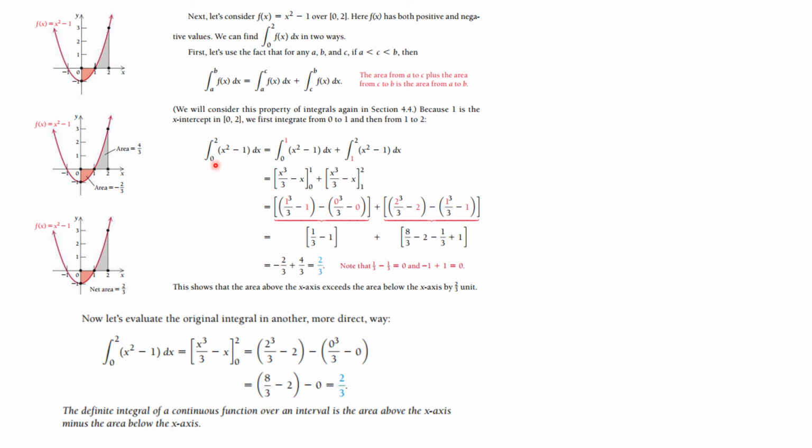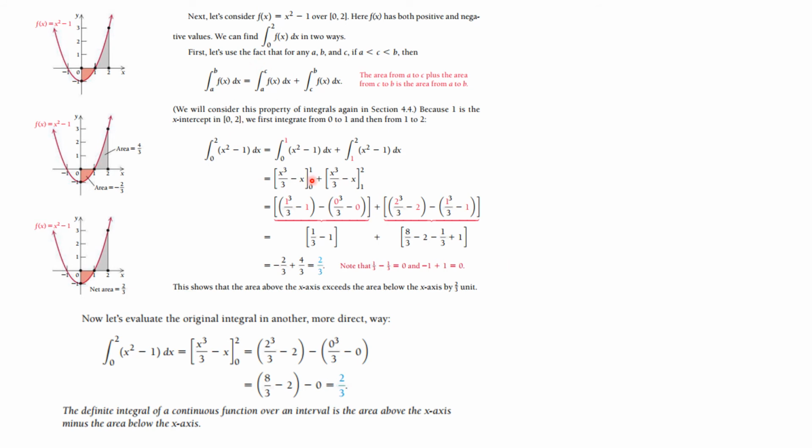So here's what we do. The integral from 0 to 2 of x squared minus 1 dx, we integrate from 0 to 1 plus from 1 to 2. Now, this ends up being a negative number. This ends up being a positive number. So the net of the two is 2/3. And that's why I was talking about this being the net area.